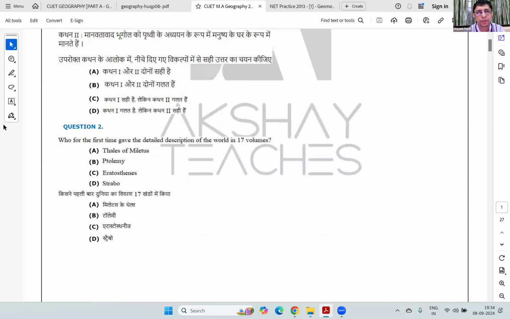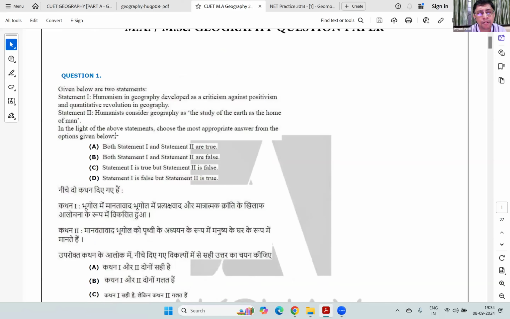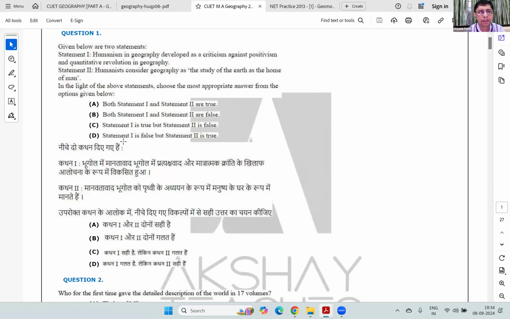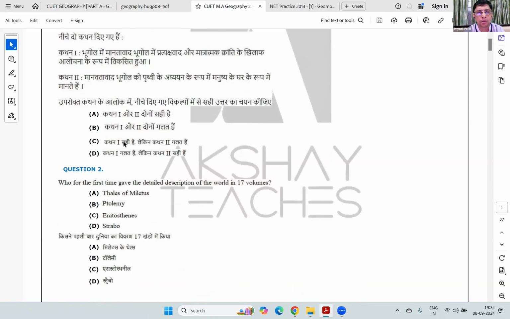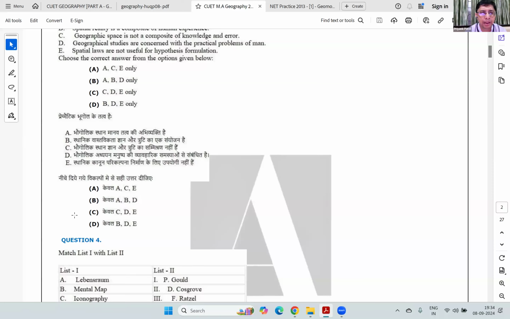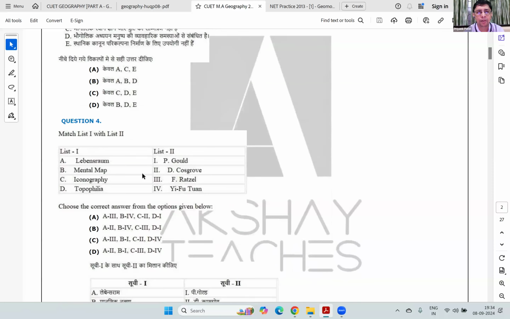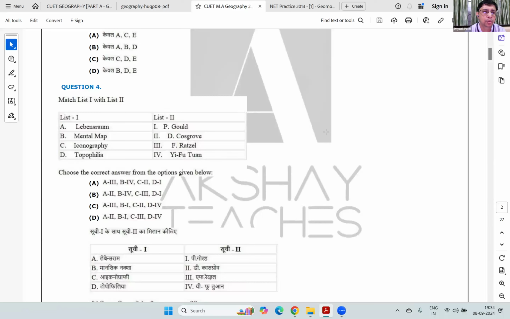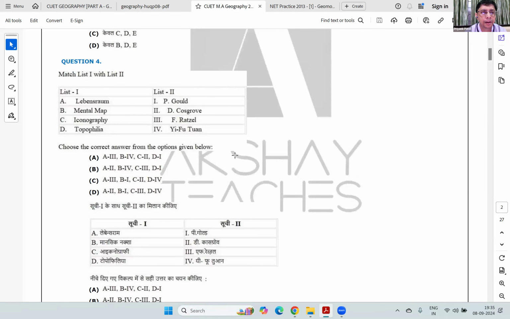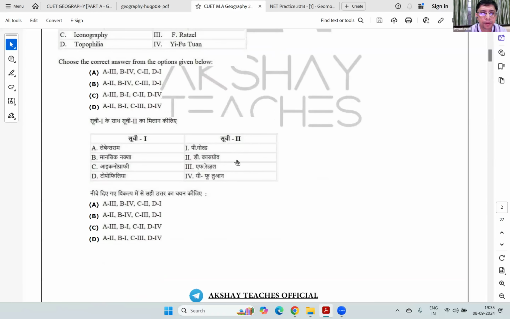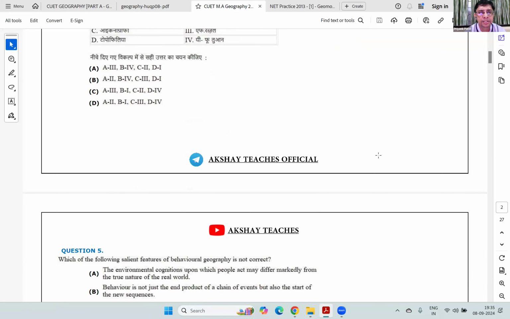So see, the first questions that we are seeing are on human geography, humanistic geography, and humanism. Then we have some questions on thought. As I told you, there are always going to be questions on thought, right? Then again, we have questions from the historical background of geography: Lebensraum, topophilia, Ratzel, Yi-Fu Tuan. For example, topophilia was Yi-Fu Tuan, and Lebensraum and others. These things you should be aware of.